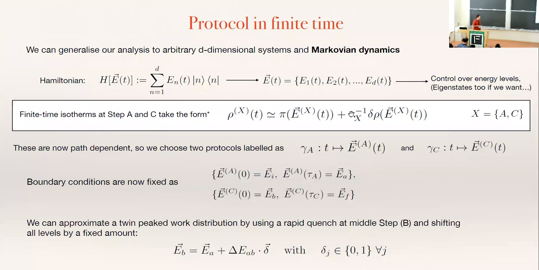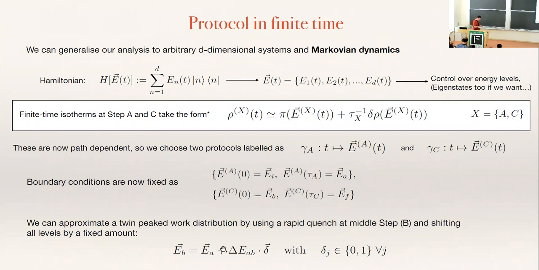And then we have to define how we change these energy values along these processes. So we're going to start becoming dependent on the actual protocol. And then finally, we can make sure that we keep this quench in the middle. You remember, you need a rapid jump in the middle. So as long as we have control over the levels, we can just shift them by a sudden amount to achieve that.